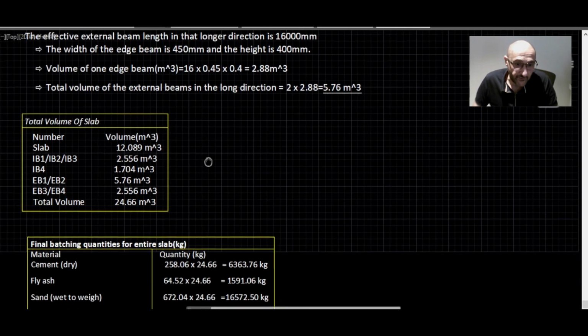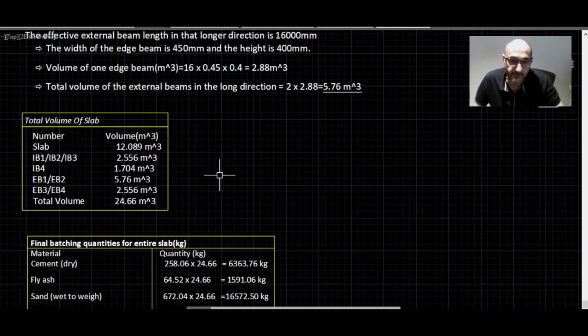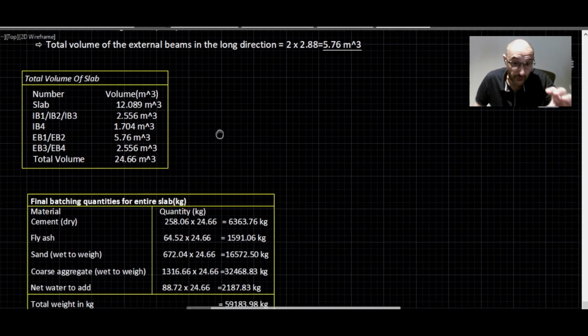Now the total volume of the slab on ground: again we tabulate everything and we number them, so that even if we want to do it on Excel later on, it will be easy for us to keep track of all of these figures. We have the slab shell and the corresponding volume, IB1, IB2, and IB3, IB4, and the edge beams. If we add all of this up, we will get a volume of 24.66 meter cubed.